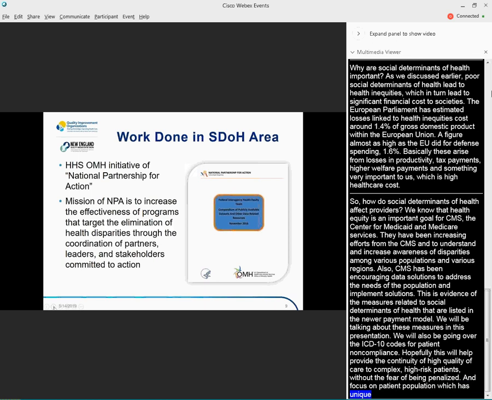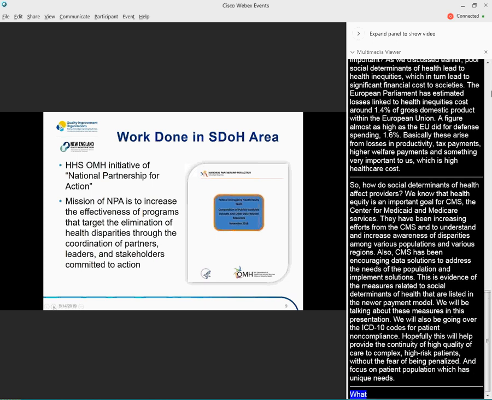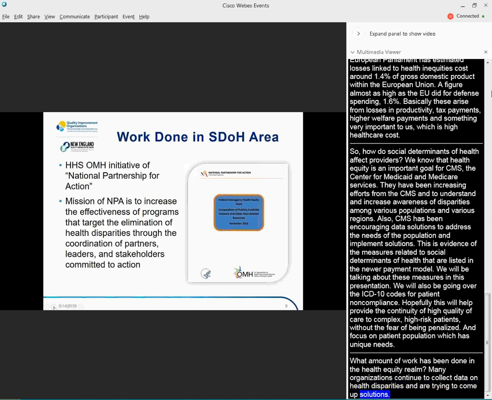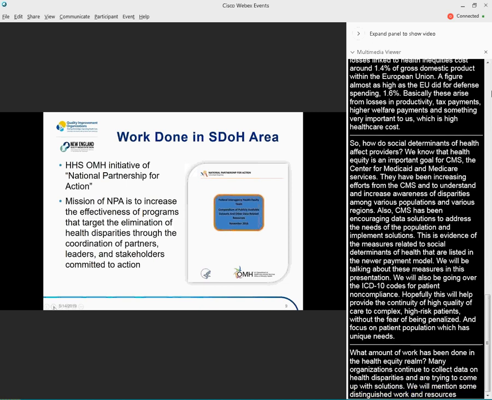A vast amount of work has been done in the social determinants of health or health equity realm, and many organizations continue to collect data on health disparities and are trying to come up with innovative solutions. Today we are going to mention some distinguished work and research that has been done around today's topic of presentation, but this is just the tip of the iceberg.